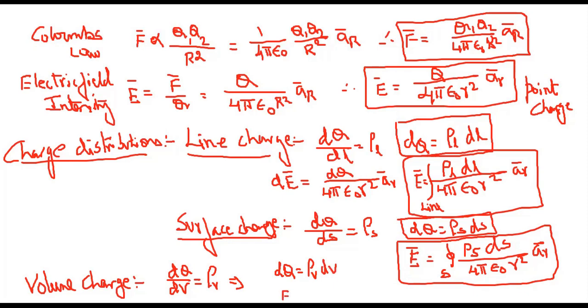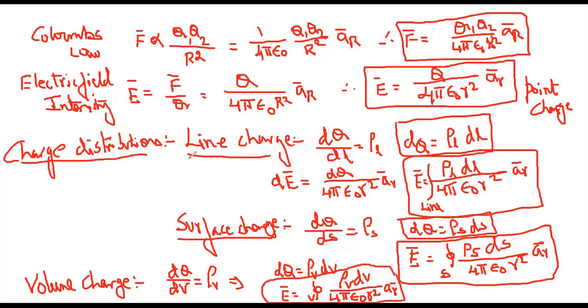Directly I am writing here the electric field intensity E bar is equal to the integral, this integral is a volume integral, rho v dv by 4 pi epsilon naught R square into AR bar.